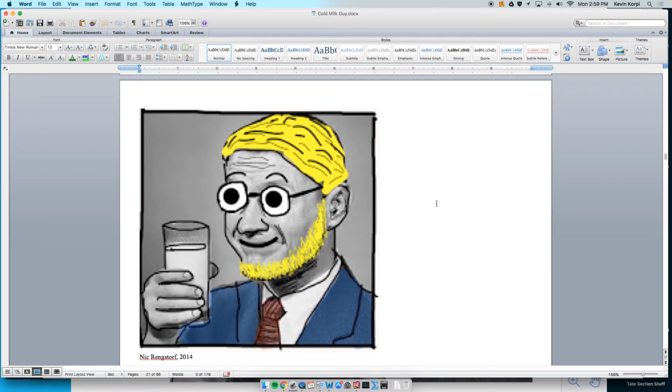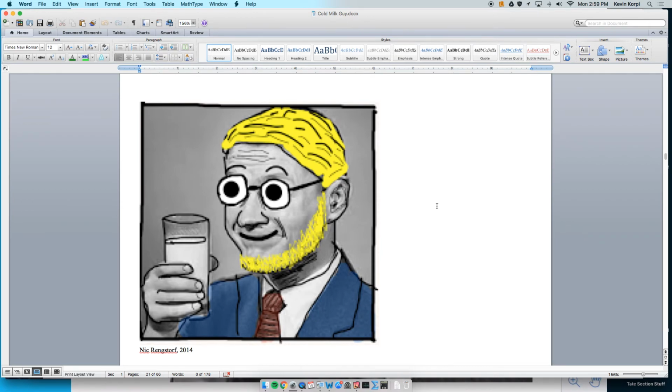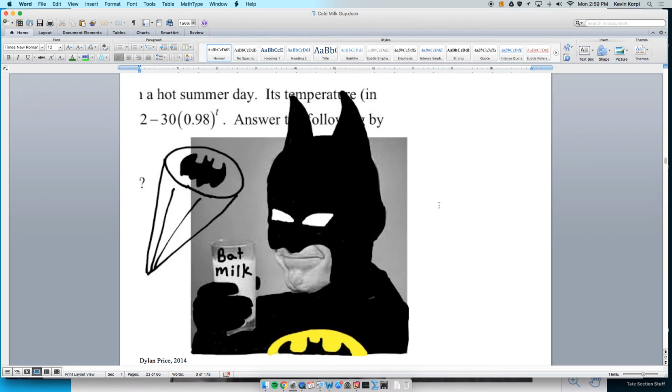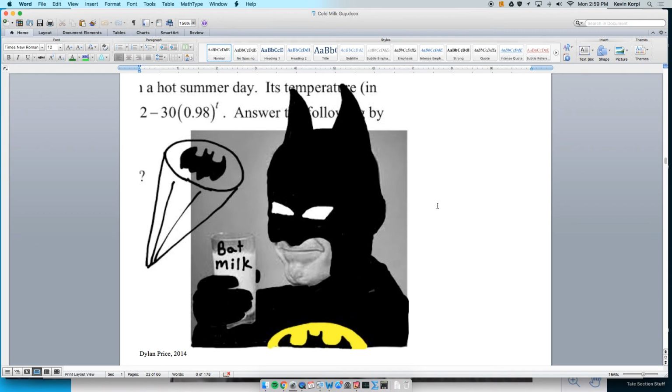Nick Rainstorff did this one. That one kind of has a pretty cool effect to it. Batman was popular that year. Bat Milk, Dylan Price.